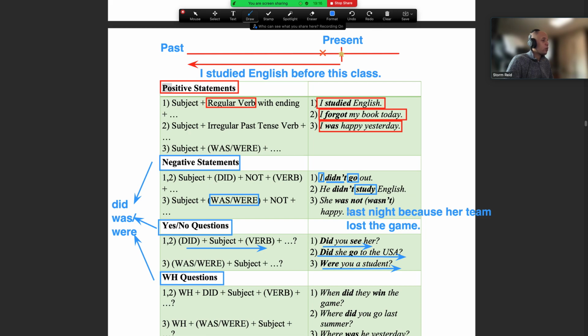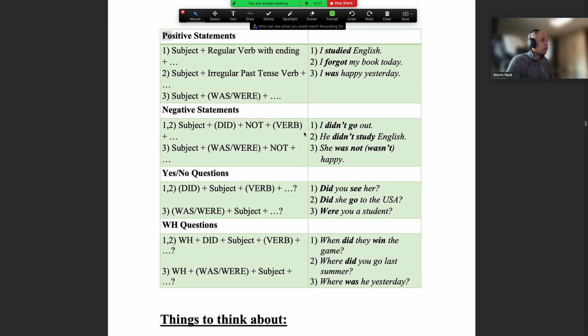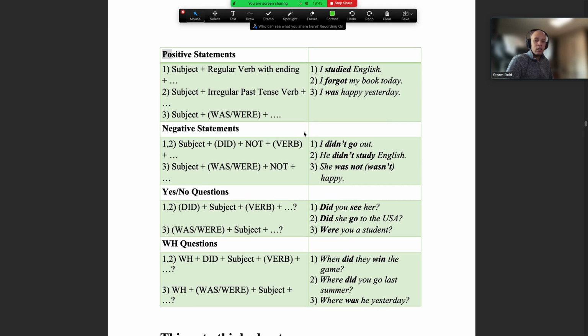How do we make WH question? We just use a yes, no question. All right, did, subject, verb, all the same. And then we just add WH to the beginning. Okay, so same here, guys. All right, when did they win the game? All right, nice and easy. So let's try and make one topic or one kind of sentence for each point here, for each kind.